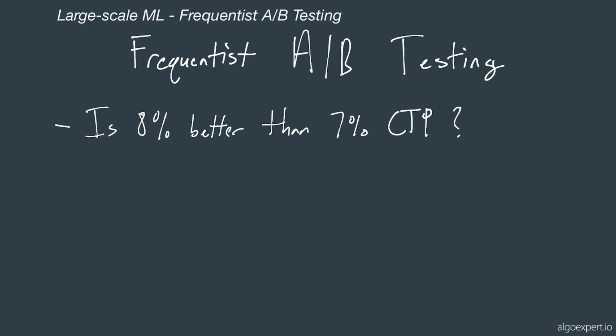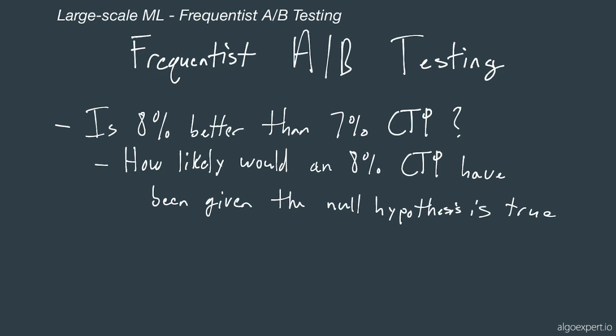But we have to remember that this 8% and 7% click-through probabilities came from a sample of the total user population. These are samples because we're only running these experiments for about 2 to 4 weeks, which means not every single customer that we have will go through this experiment, so we have to treat these numbers with uncertainty.